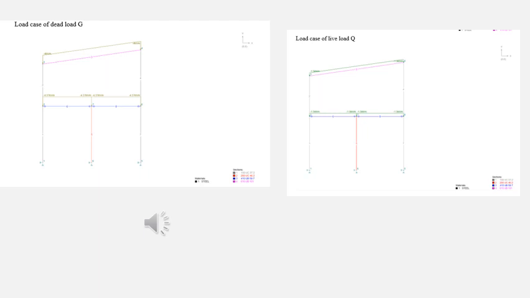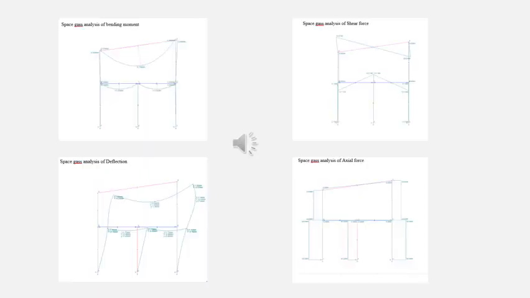So in this slide here, this is the load case for our shed. And in this slide, this is the linear analysis of our shed in the software. So there's this bending moment, shear force, deflection, and the axial force analysis.